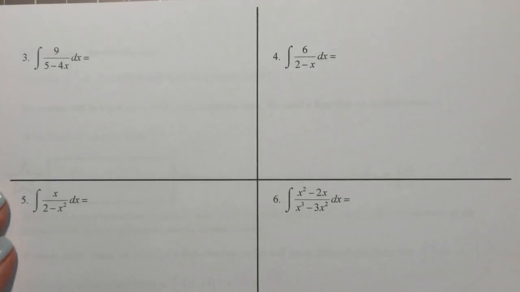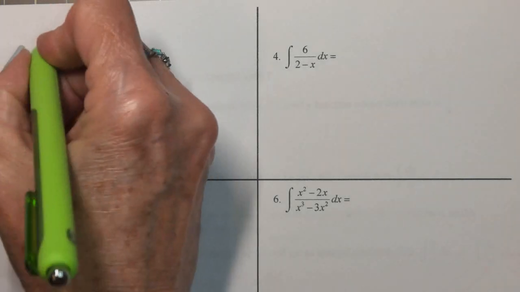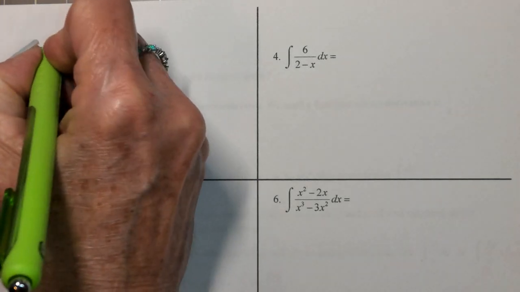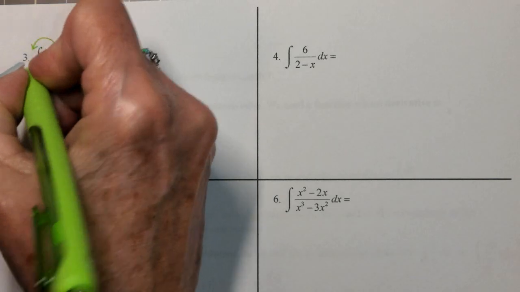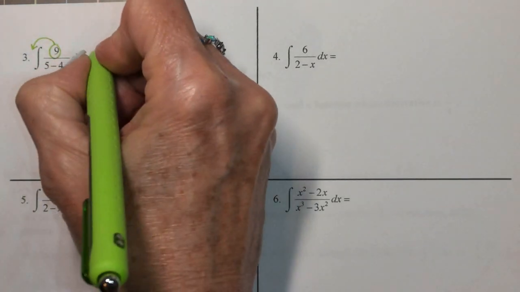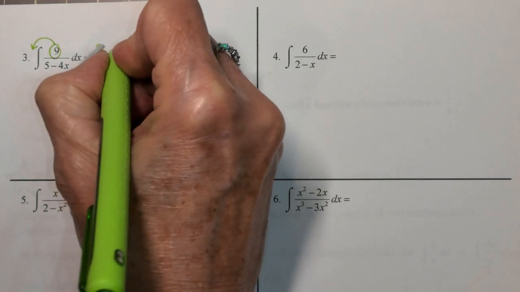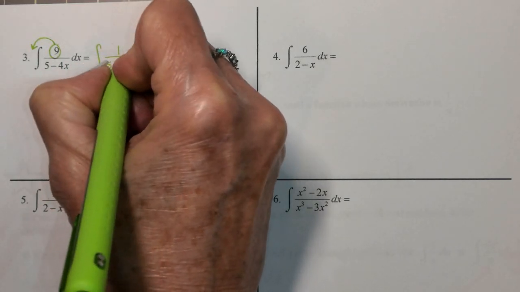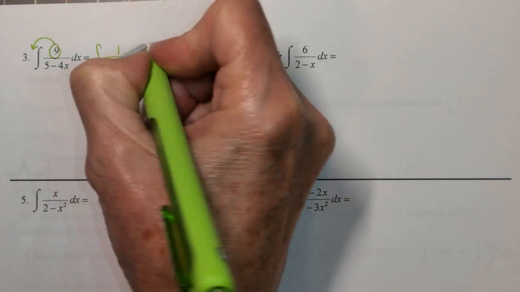Okay. All right. First of all, I do see this 9 up on top, which does not bother me. If it's on top, it just comes right out. So this is the same thing as 1 over 5 minus 4x dx.